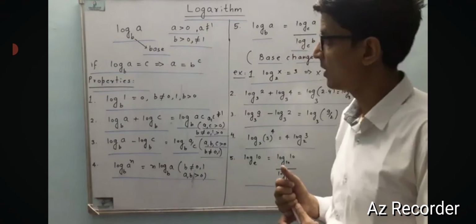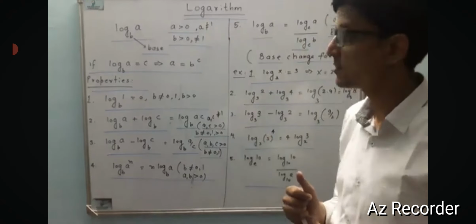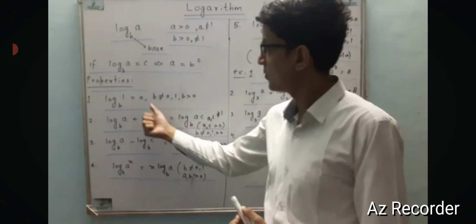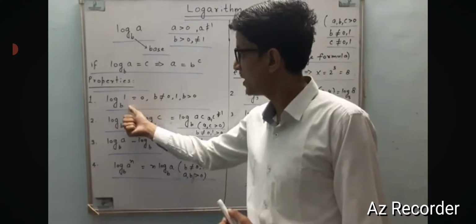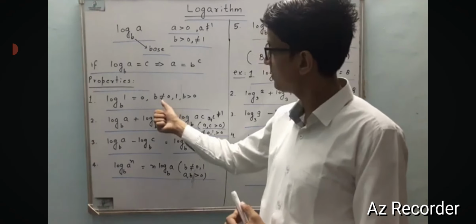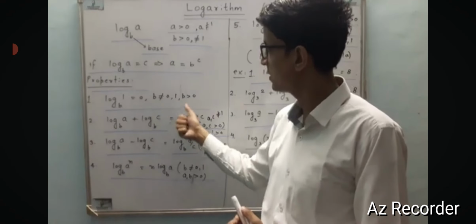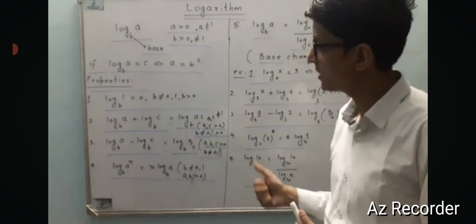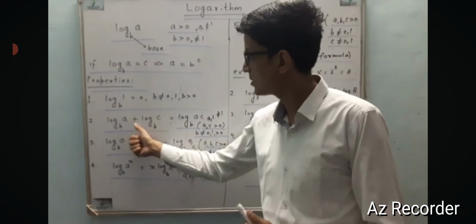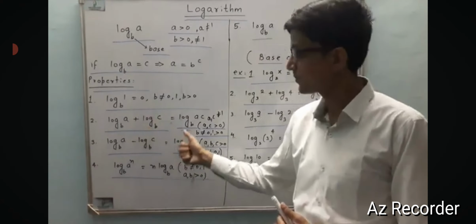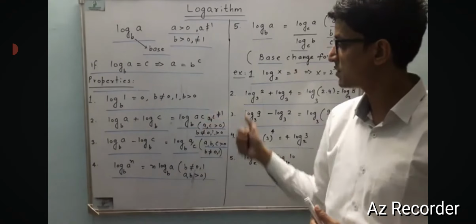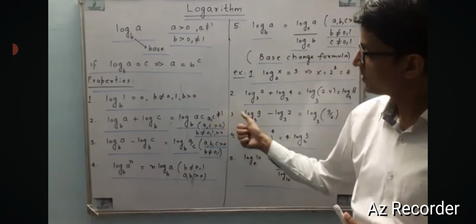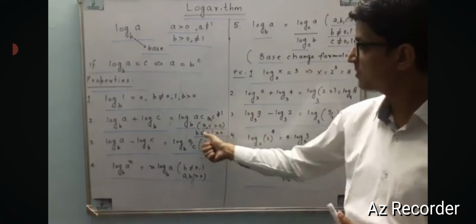Now let's start with some properties of logarithm function. The first property is log 1 to any base is 0, given that the base is non-zero, not equal to 1, and positive. The next is if we have log a to the base b plus log c to the base b, we write it as log ac to the base b. The domains are ac should not be 1 and ac should be positive, b must not be 0 and 1.